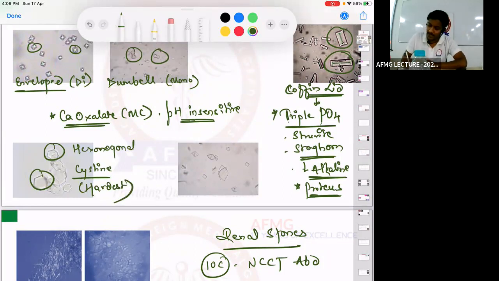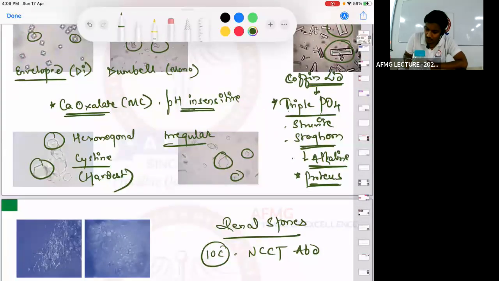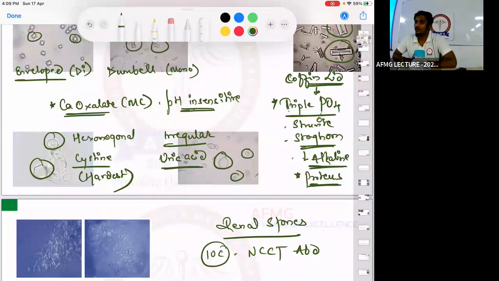If I see irregular shaped crystals on urine examination, it is usually suggestive of uric acid crystals or urate crystals. Okay? Uric acid stones would be formed in which condition? Chronic gout. Where does hyperuricemia occur? In gout. So uric acid stones would be formed in gout.